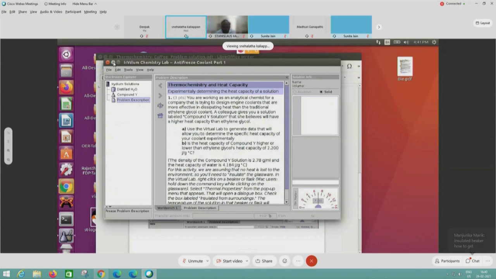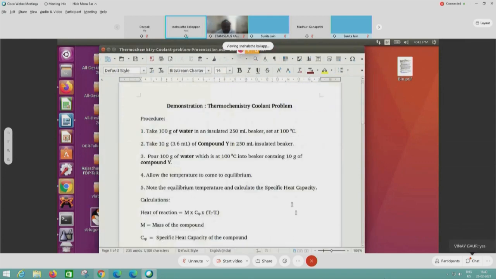Okay, so I have the calculations done. I'll just show you. So for the coolant problem, this is the method of mixtures we have to use to find out the heat capacity of the compound Y, about which we don't have any information. So water is there. We have to take 100 grams of water in an insulated 250 ml beaker, and we set it at 100 degrees. Right click, insulate it and set the temperature to 100 degrees so that it stays at 100.